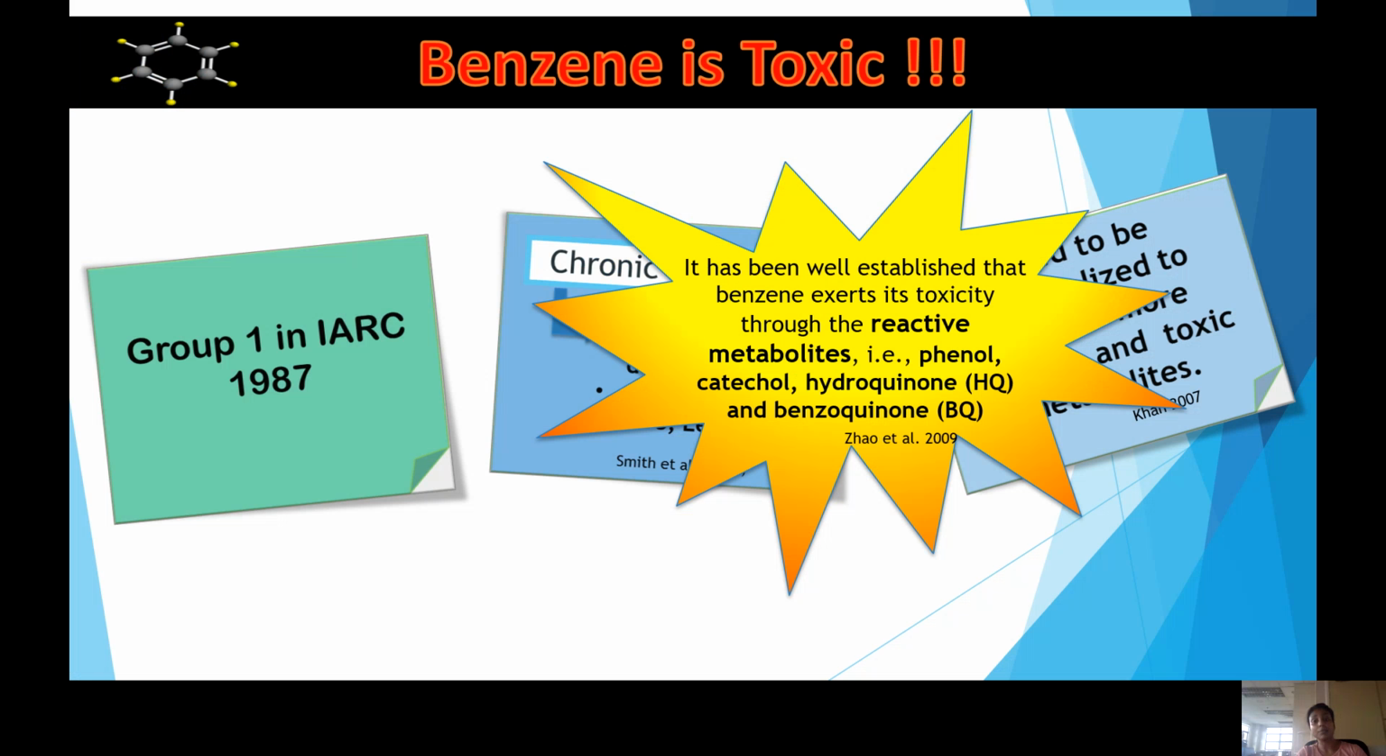Benzene is toxic because it has been classified as Group 1 by the International Agency for Research on Cancer, in which chronic exposure to benzene has been reported to cause bone marrow depression and many types of leukemia. It has been reported that benzene has to be metabolized in order to produce reactive metabolites known as phenol, catechol, hydroquinone, and benzoquinone, which play an important role in benzene toxicity towards the hematopoietic system.